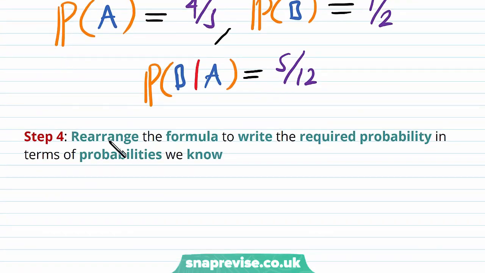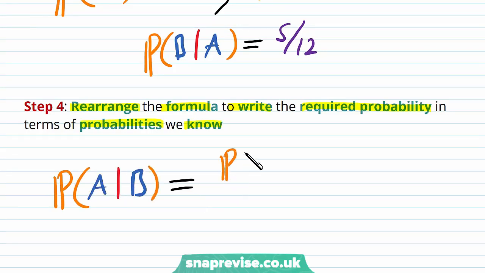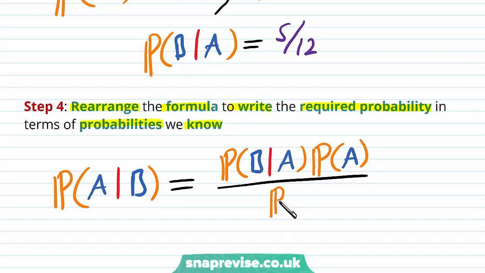Our fourth step is to rearrange the formula to write the required probability in terms of probabilities we know. We have that the probability of A given B, which is the one we want to find, is equal to the probability of B given A multiplied by the probability of A divided by the probability of B.